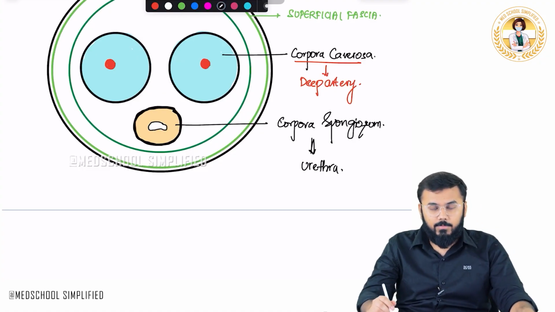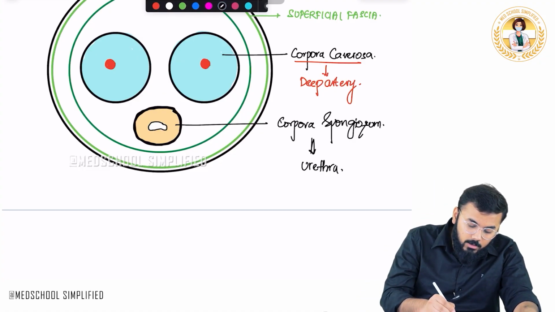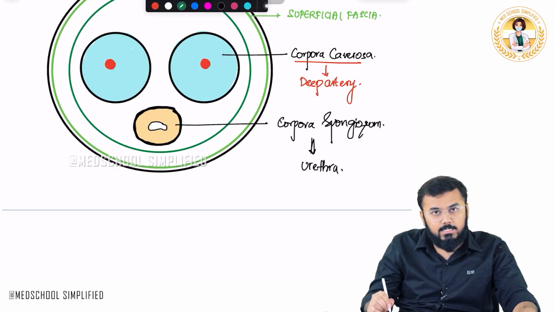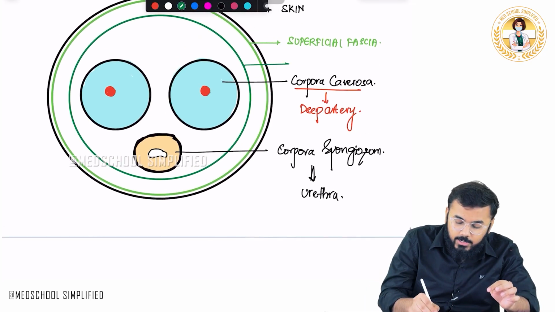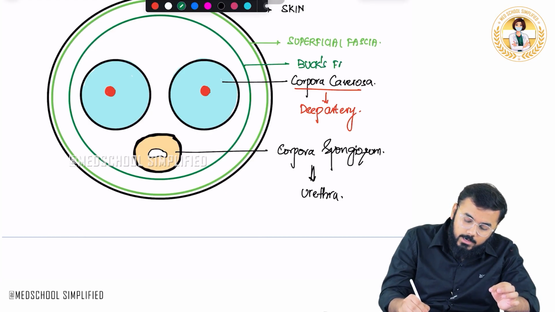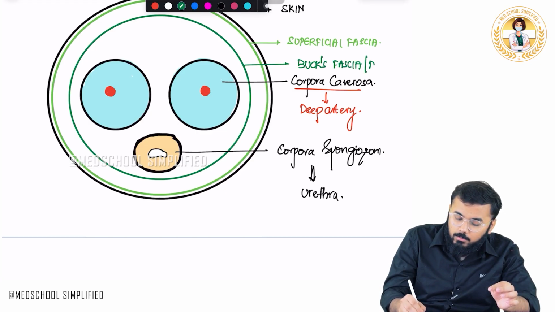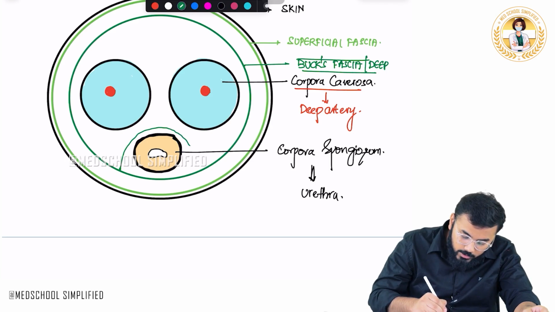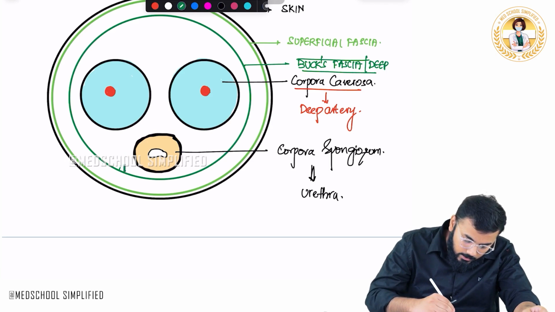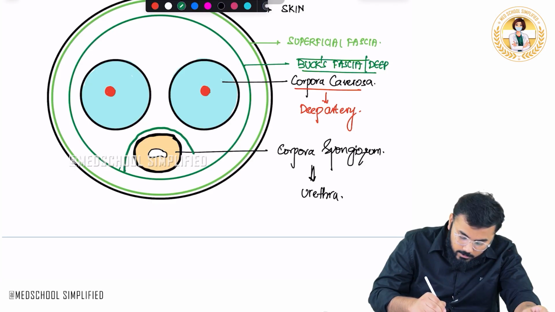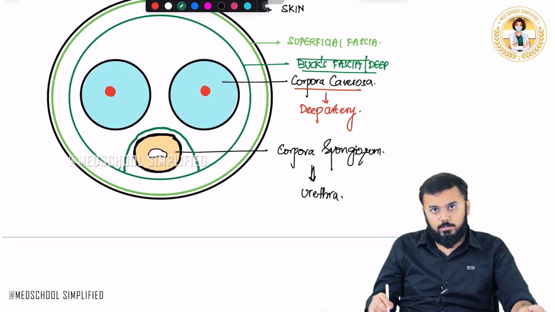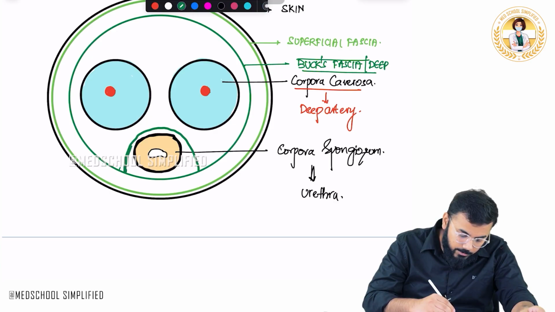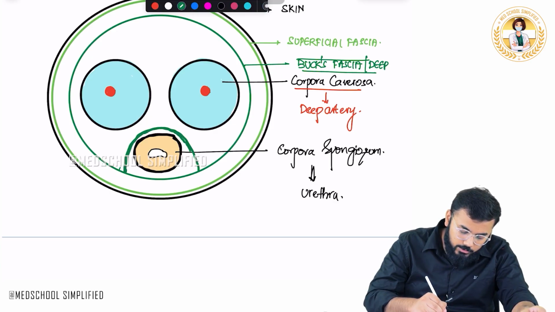And remember one thing, this particular fascia, whatever you can see, what is this fascia? The deep fascia, right? Deep fascia is also called your Buck's fascia. So this deep fascia or Buck's fascia, actually it completely surrounds your corpora spongiosum. So this Buck's fascia completely surrounds your corpora spongiosum.